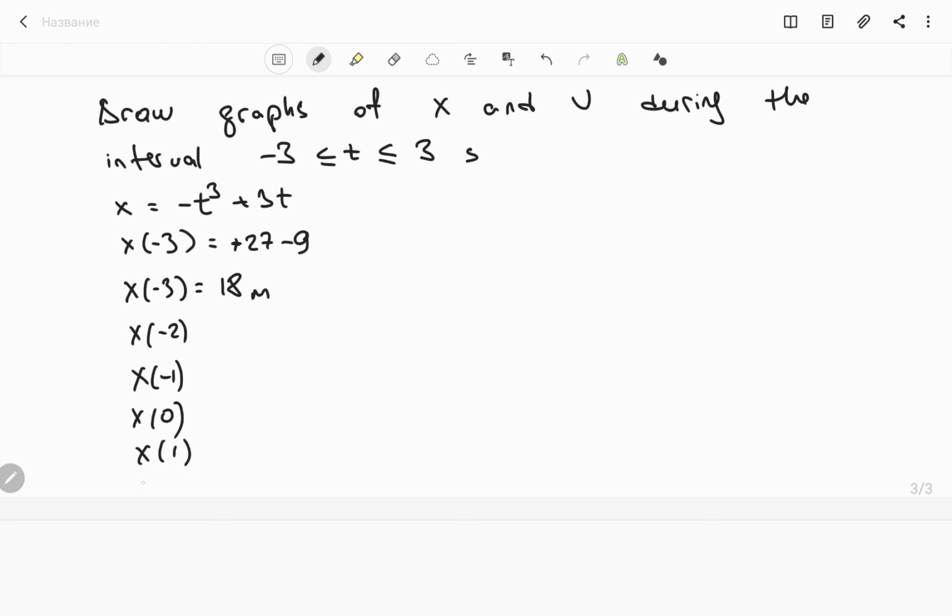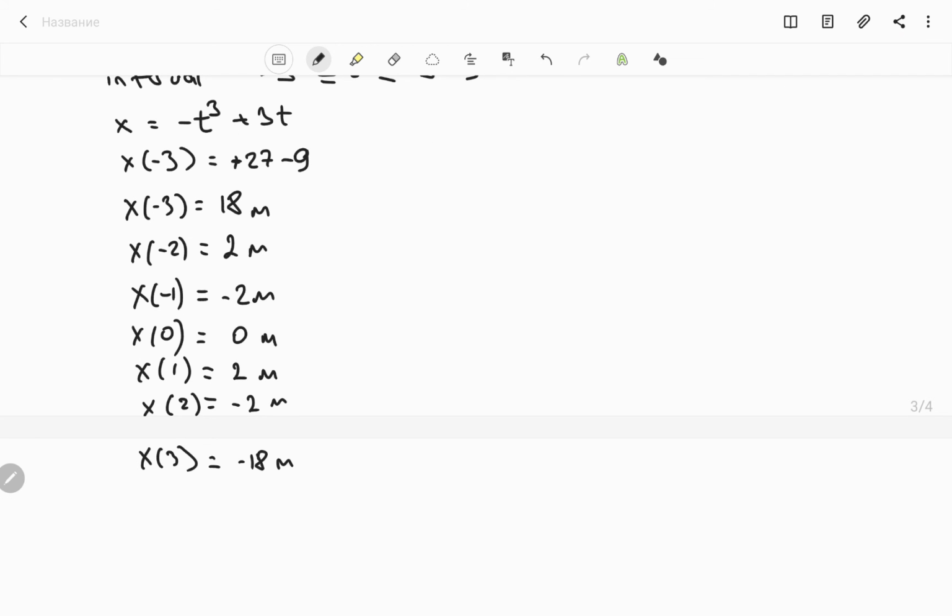In the same way, we should find position at minus 2, position at minus 1, position at 0 time, at 1 second, at 2 seconds, and at 3 seconds. So I will not waste time on these calculations. I will directly write the answers, values. So we have this kind of table. Now we can draw our position time graph.